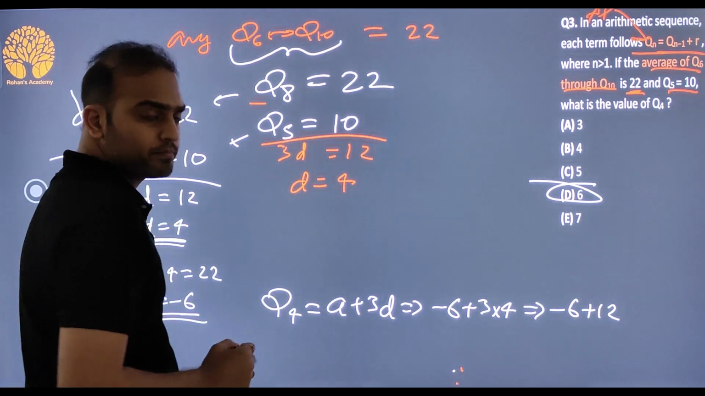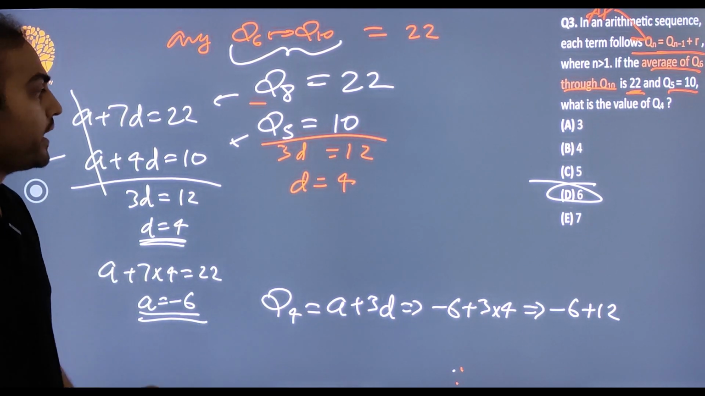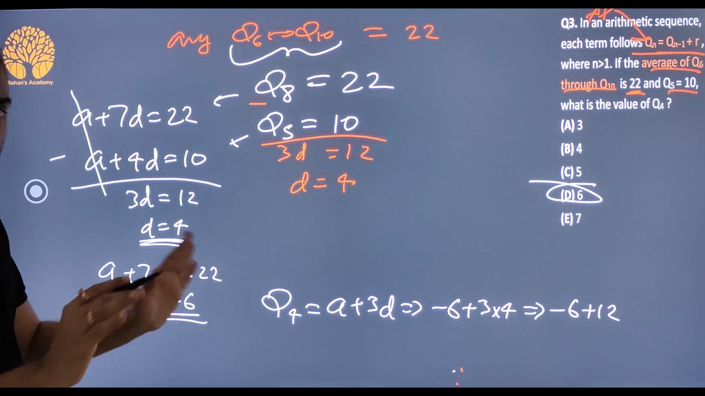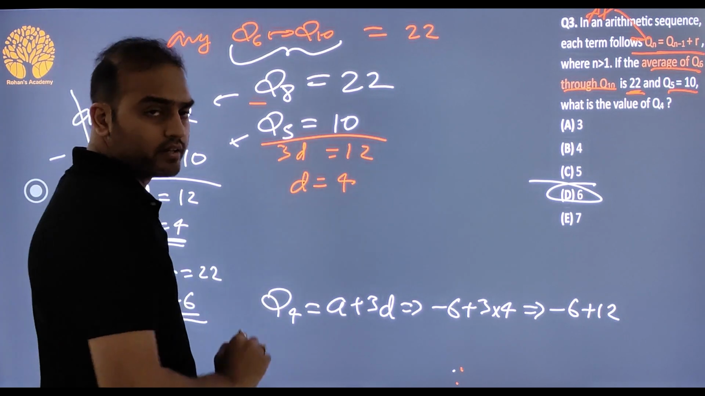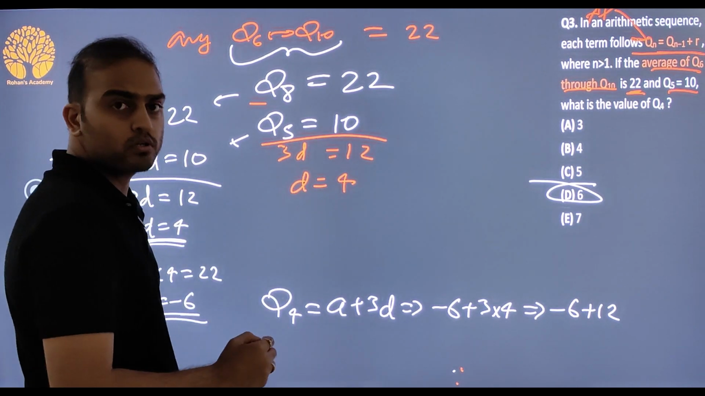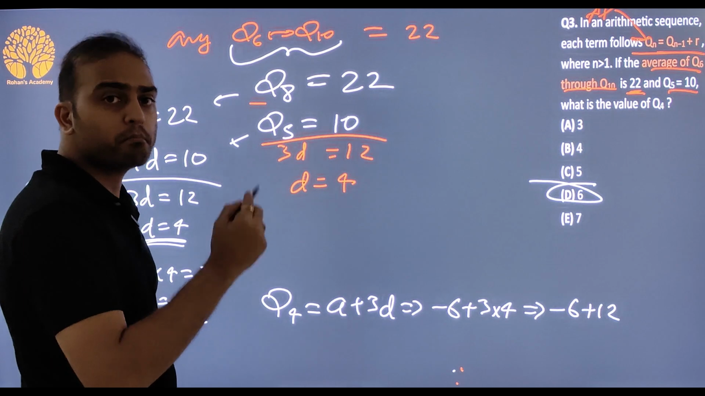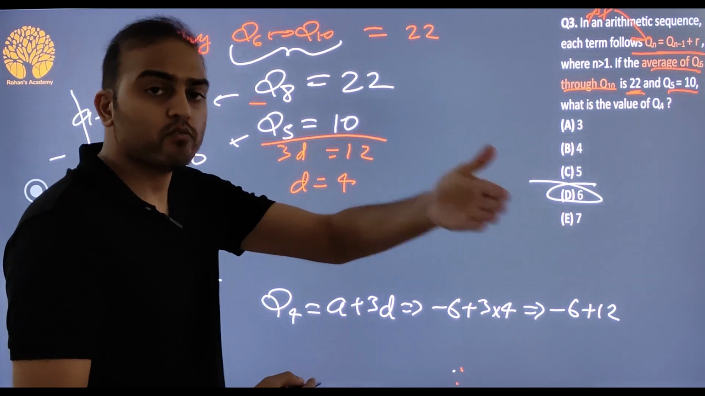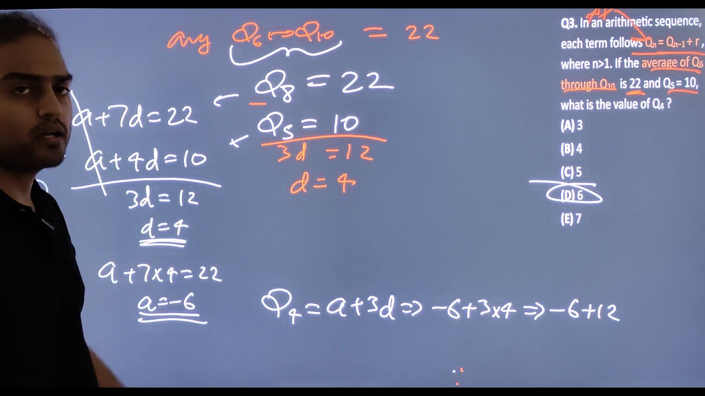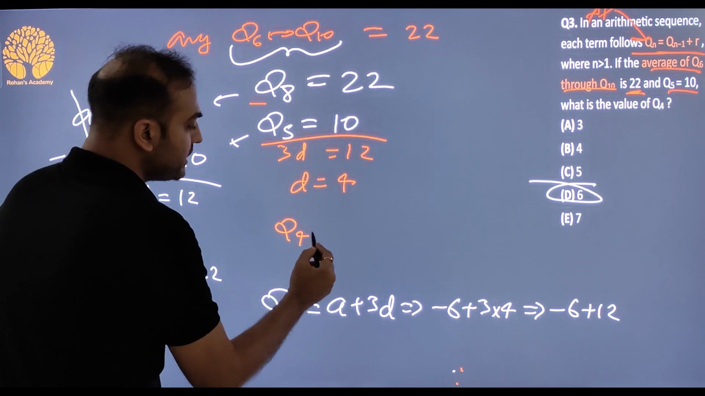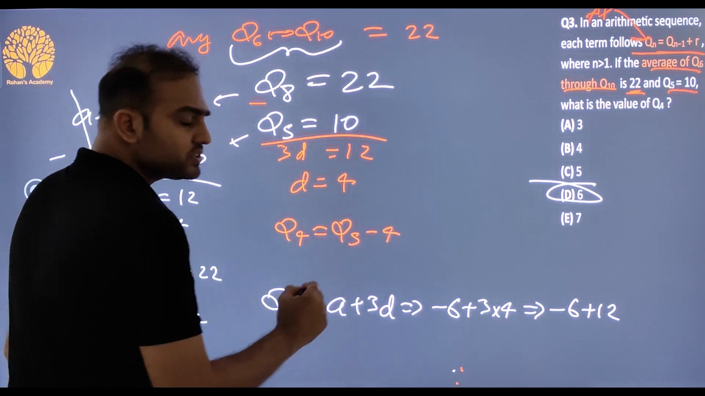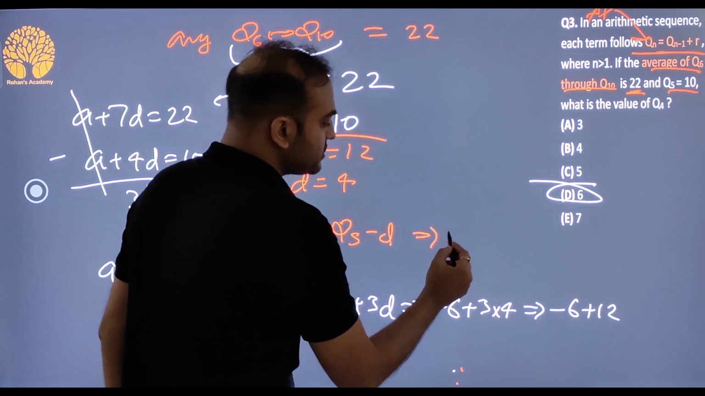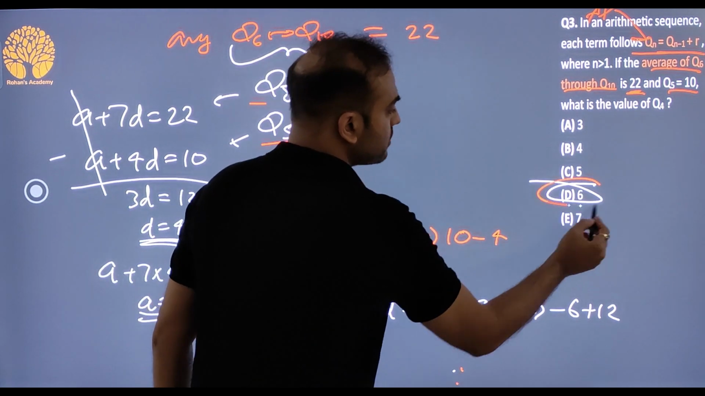You know D is 4, right? Now you will say, sir, again D is 4, again we need to plug it in the formula. No. Q5 is 10, D is 4. So what will be the previous term? Minus 4. See, when we go ahead in an AP, we keep adding D. If I want to go back, what will I do? Subtract. So Q4 will directly be Q5 minus D, which is 10 minus 4.